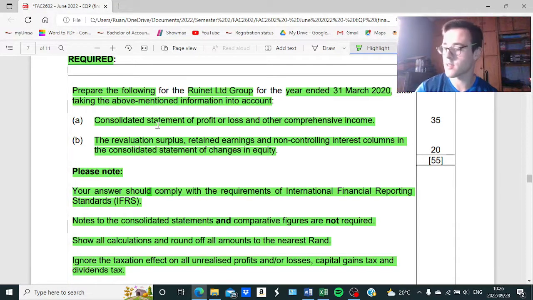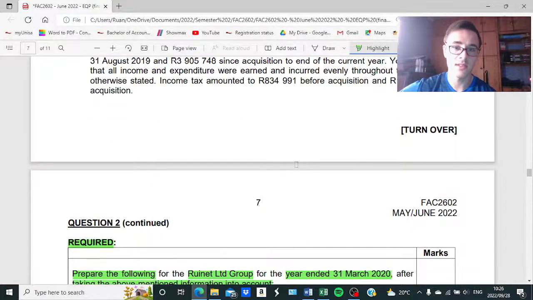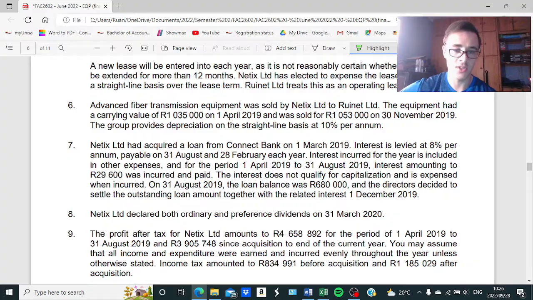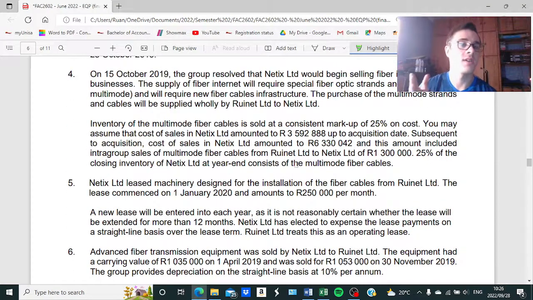However, I have decided that for the purpose of ensuring thorough exam preparation, I will be doing the entire set of consolidated financial statements. So we are going to do the consolidated statement of profit or loss and other comprehensive income. We will do the consolidated statement of changes in equity. And finally, we will do the consolidated statement of financial position.